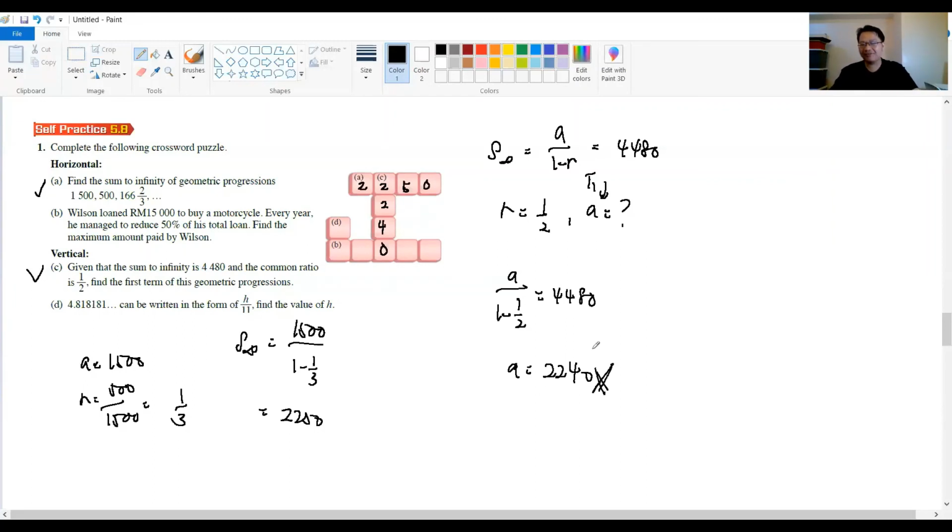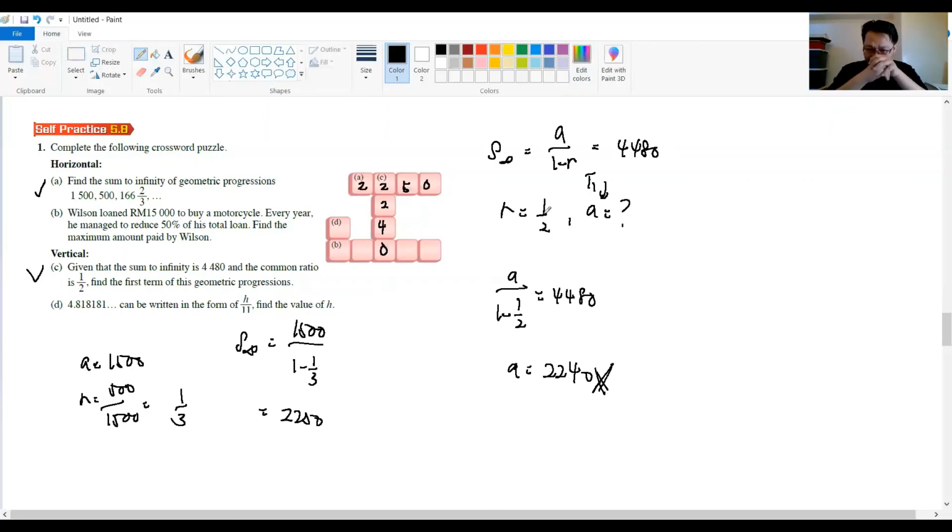Okay guys, that's all for today. I hope you enjoyed this lesson. For your information, we still have one more subtopic for this chapter, which is problem solving involving geometric progression. Normally, it's a KBAT question. So I will skip that topic for the next class.